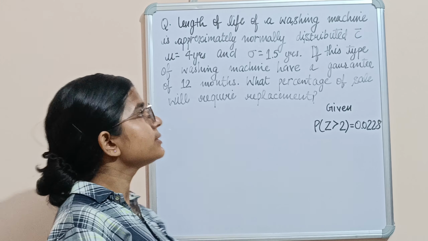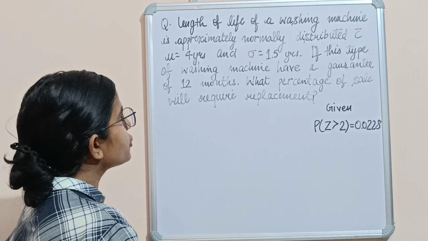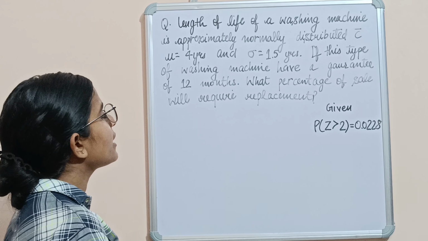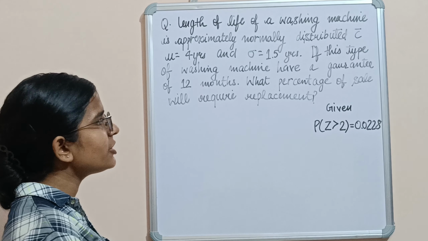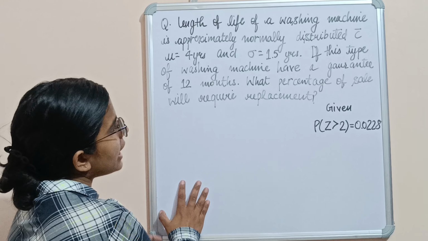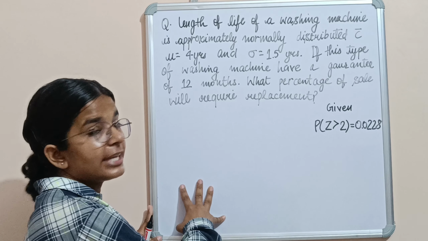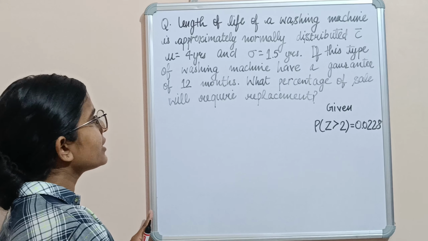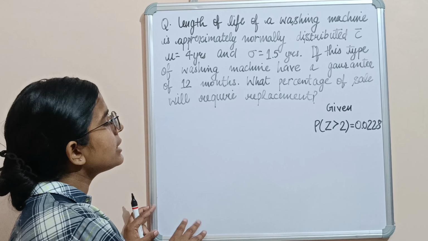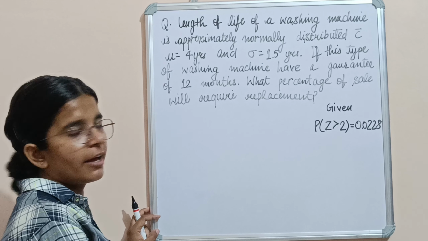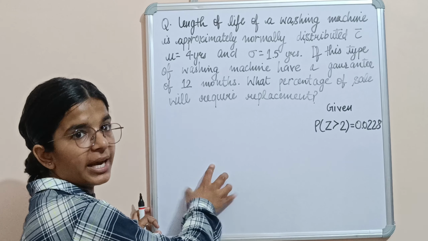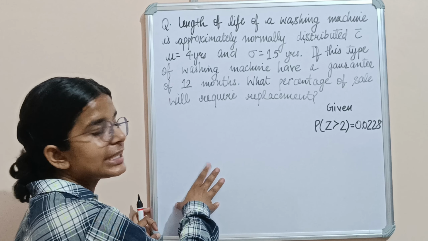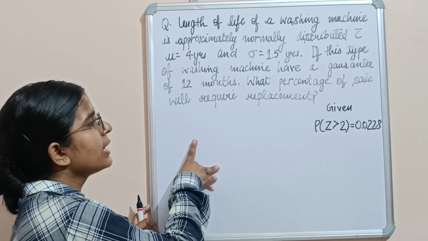Our next question is: length of life of a washing machine is approximately normally distributed with mean equal to 4 years and standard deviation 1.5 years. If this type of washing machine has a guarantee of 12 months, find the percentage of sales requiring replacement. First of all, when will a washing machine require replacement? When it is within the guaranteed time and it gets defected. That means if life of a washing machine is less than 1 year, that is 12 months, then we have to replace it.